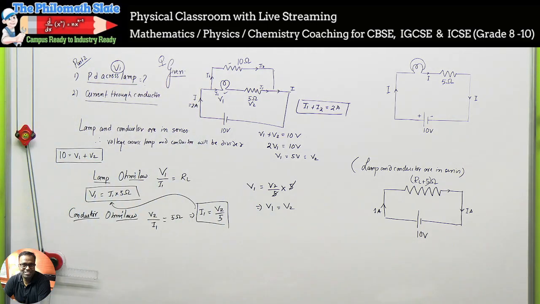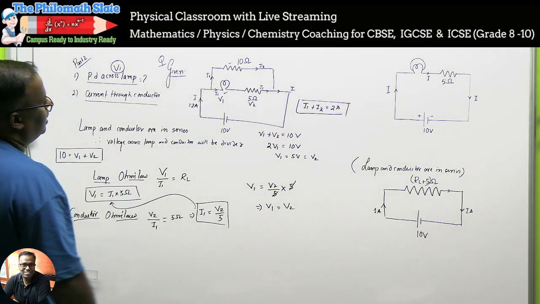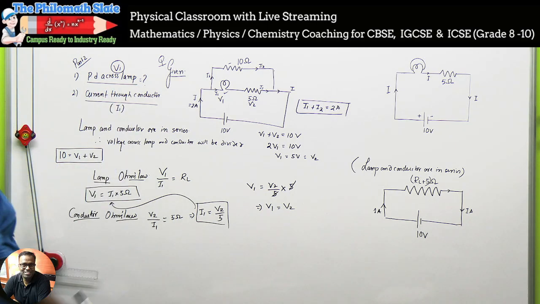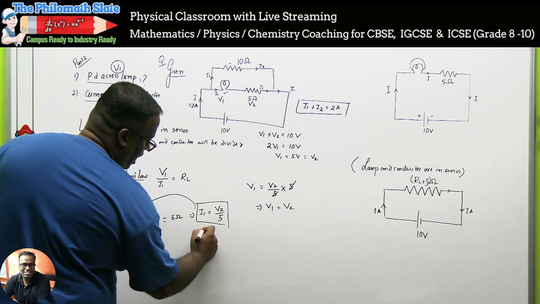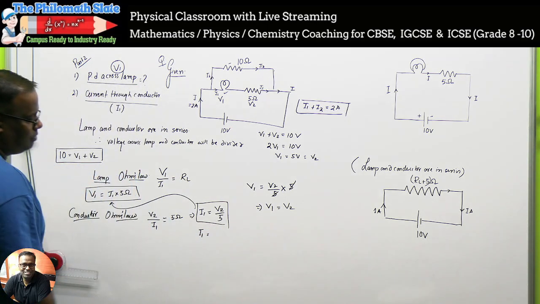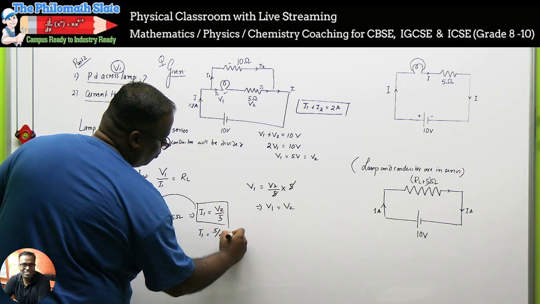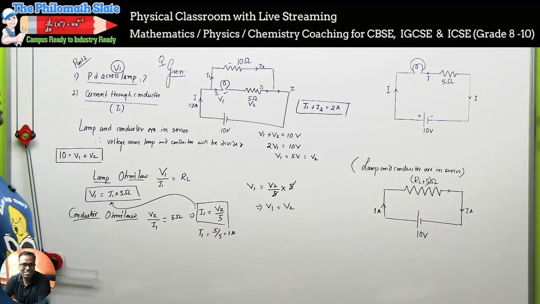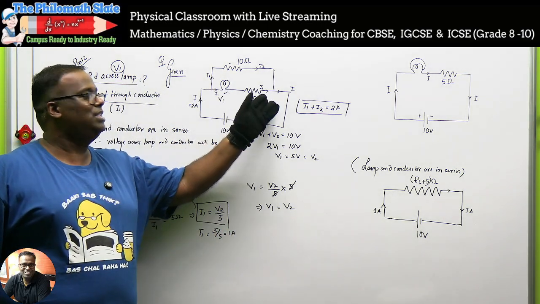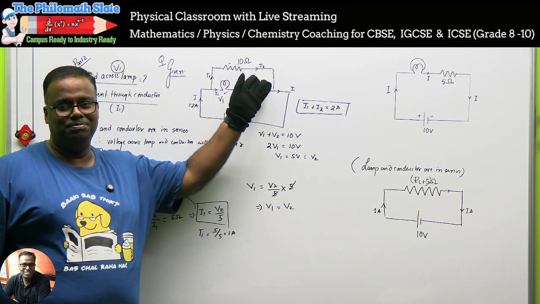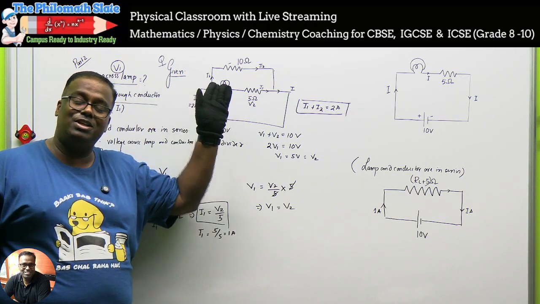Next question was: current through the conductor. Current through the conductor means you have to find I1. I1 will be equal to how much? V2 is how much? 5 by 5, 1 ampere. No need to do anything silly here either. What is the overall resistance here? 10 ohm. And here? 10 ohm. Current gets distributed in parallel.